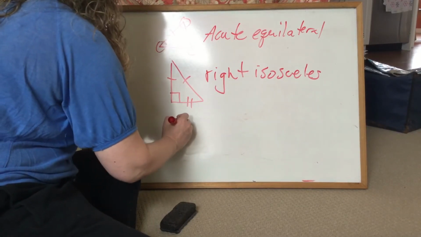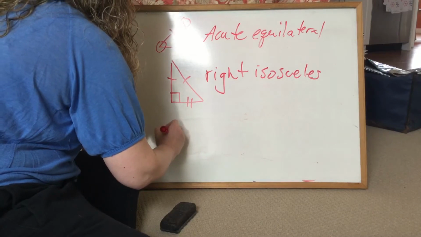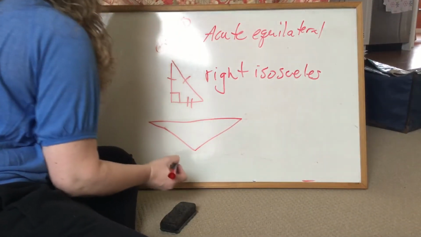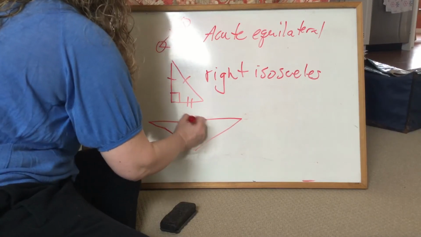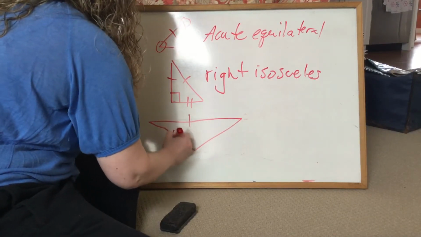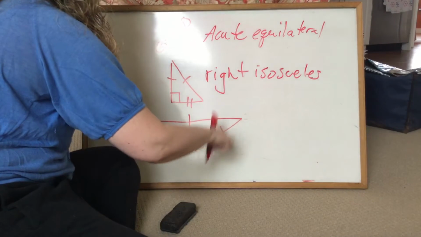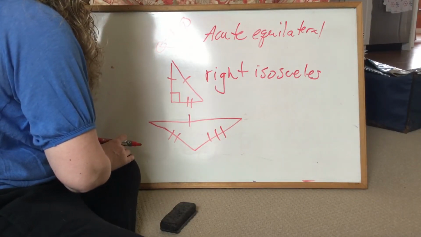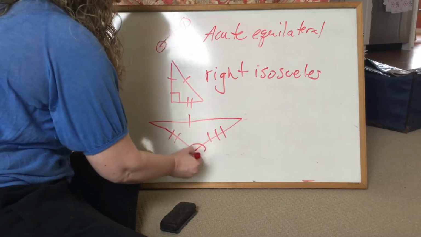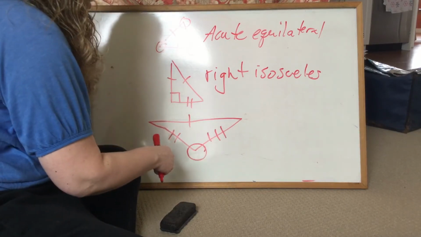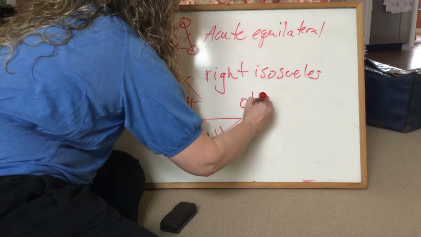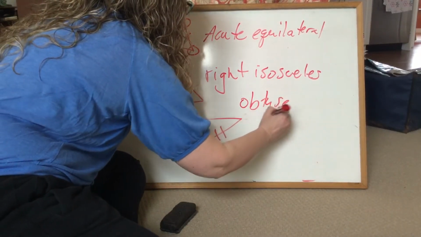And then maybe I could do something like this. So maybe I would do, that looked kind of weird, but we'll say that all three of these are different. So I have all three angle sizes different. And pardon me, all three side lengths are different. And then I also have an obtuse angle in it. So let's say that I would call this an obtuse scalene.